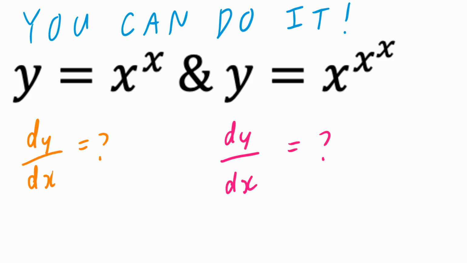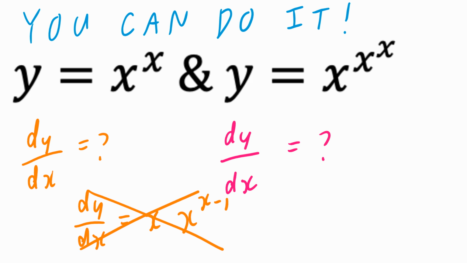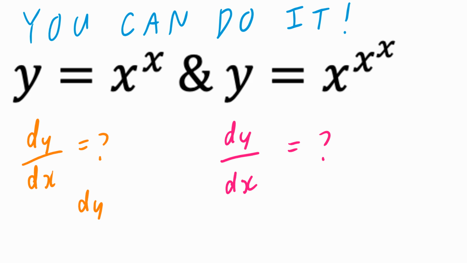Anytime the exponent contains an x, you cannot apply the power rule. For example, the common mistake that we see is dy by dx equals x times x to the power of x minus 1. This is not how you find the derivative. So again, logarithmic differentiation. You cannot apply the power rule because the exponent is not a constant.